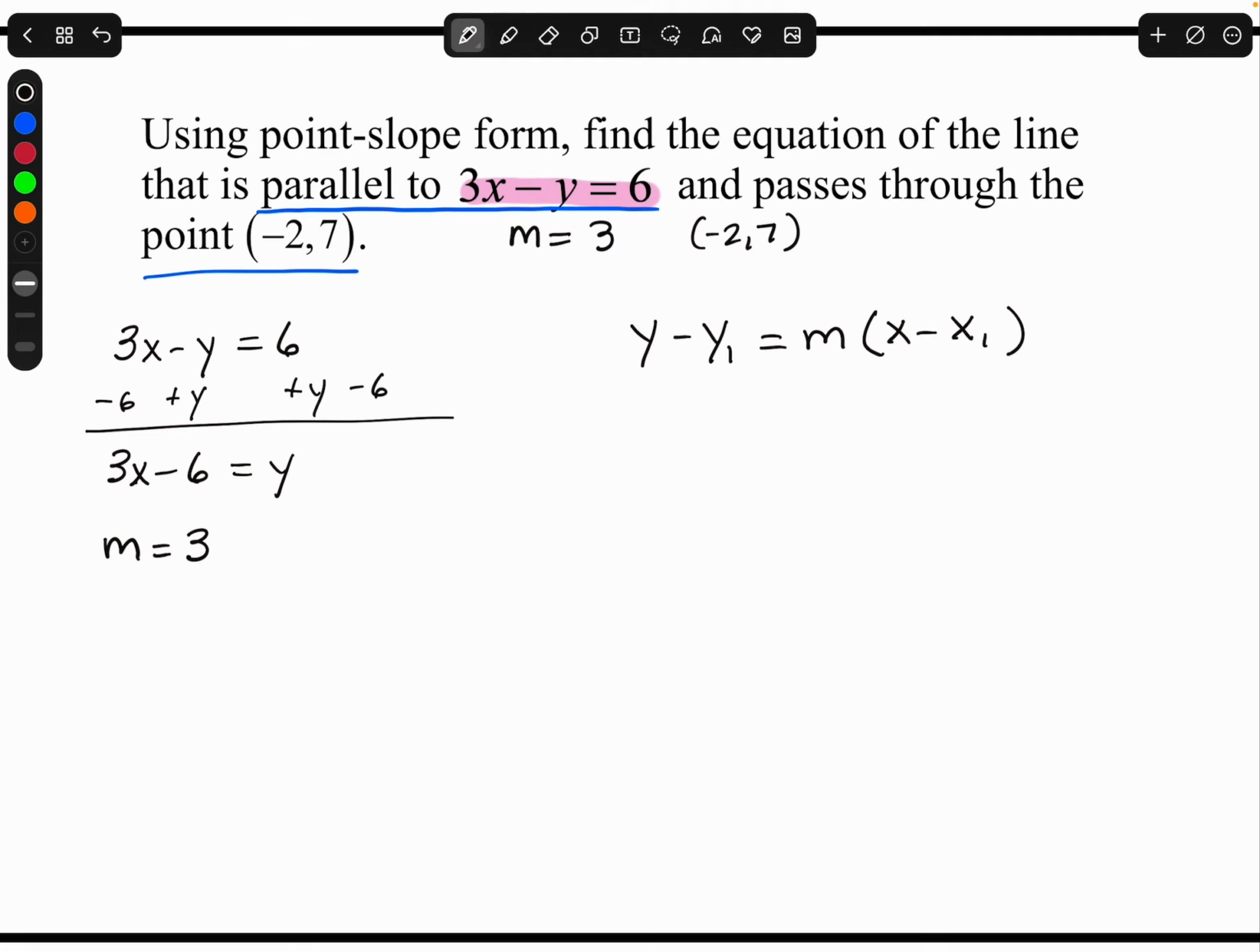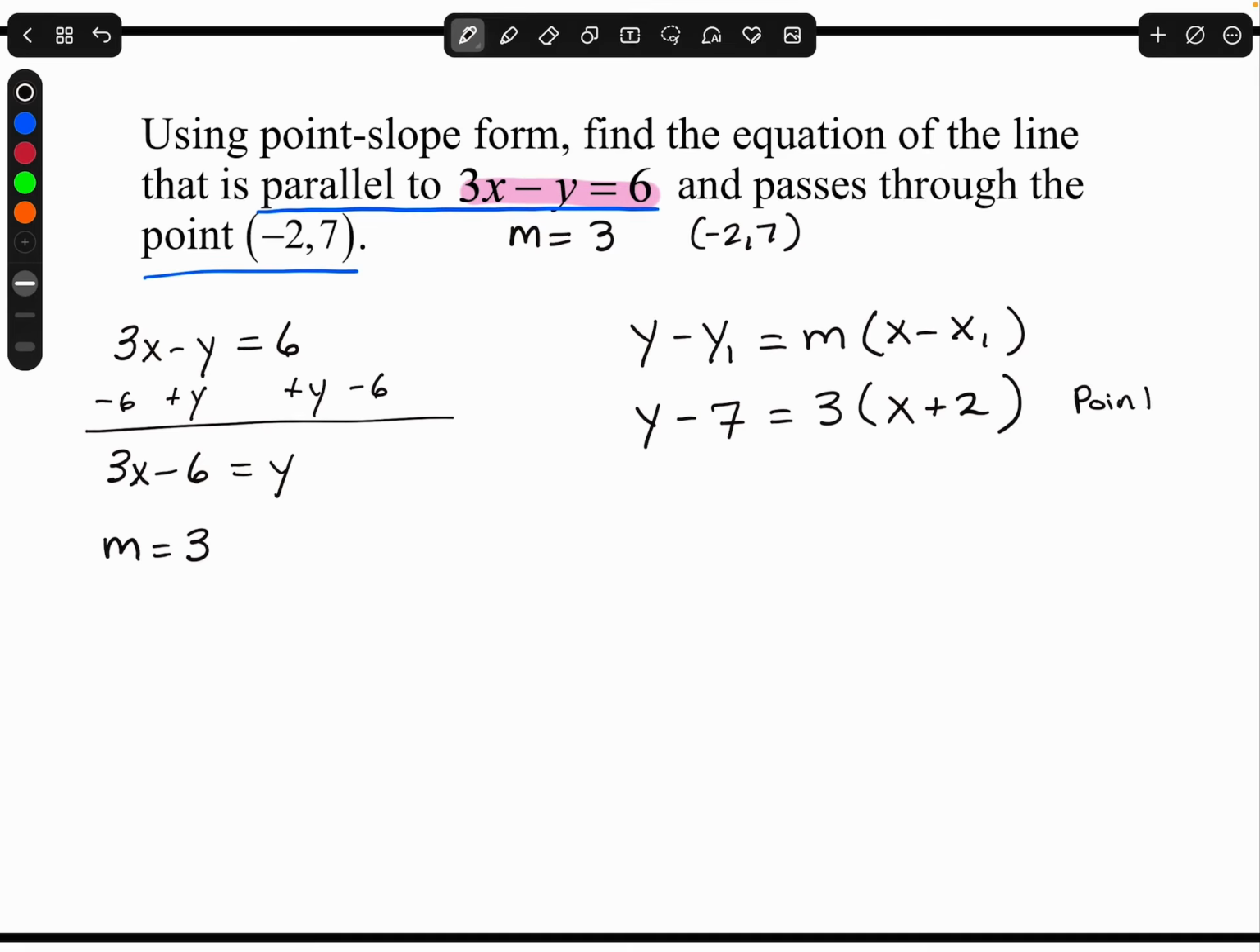y minus y sub 1 equals m times the quantity of x minus x sub 1. So y minus 7 will equal 3 times the quantity of x minus -2, which is going to become x plus 2. And that would be our answer.